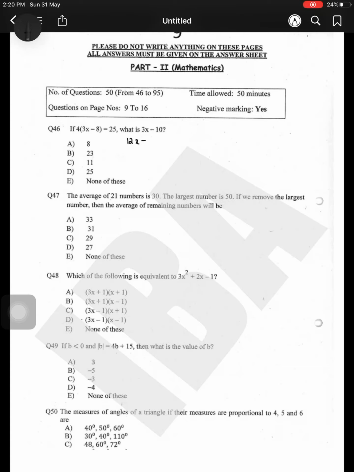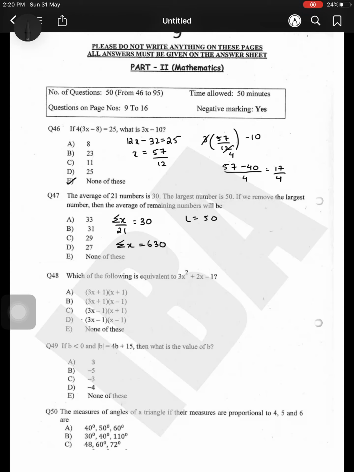4 3s are 12x minus 4 8s are 32 is equal to 25. X is equal to 57 upon 12. 3 multiplied by 57 over 12 minus 10. 3 4s are 12. 57 minus 40 upon 4 is 17 upon 4. The answer is E.